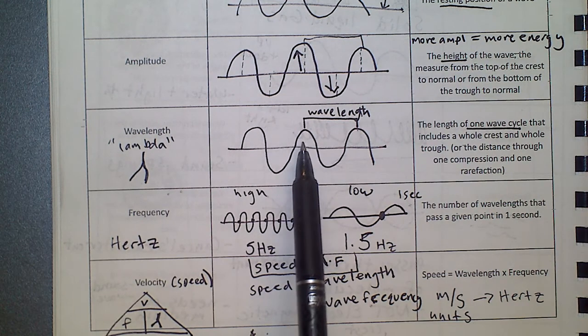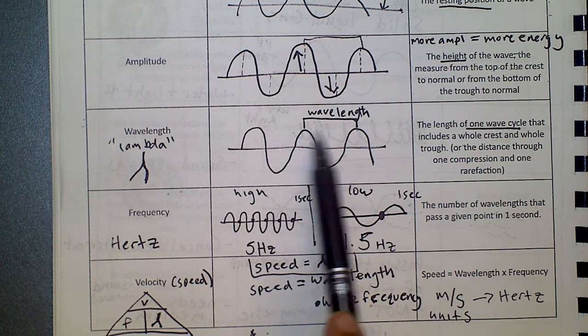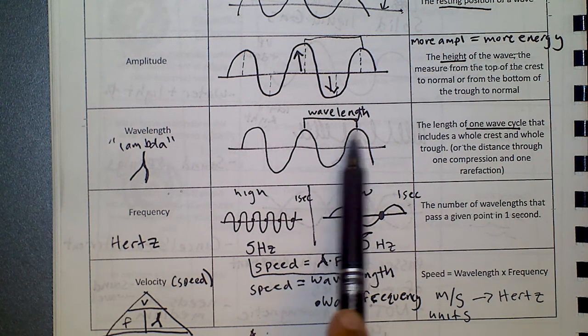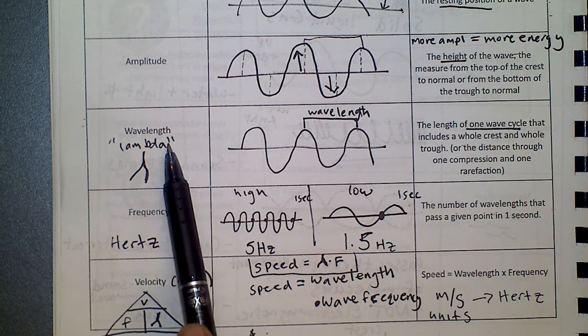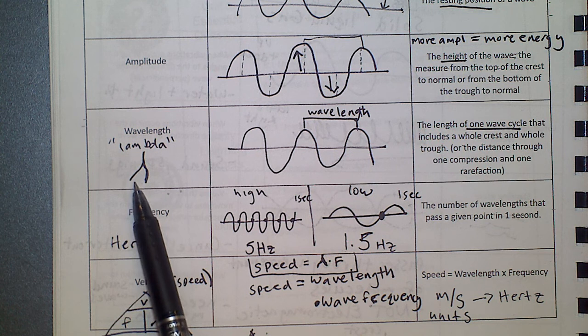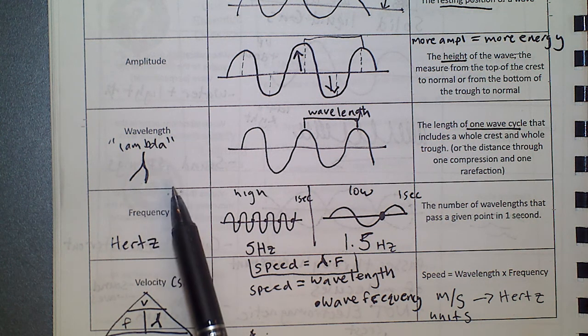Next is wavelength, which is characterized as the distance from one crest to the next one. And this is called a wavelength. We use lambda, which is a Greek symbol, which looks like this upside down Y looking letter. And that's the shorthand for wavelength.